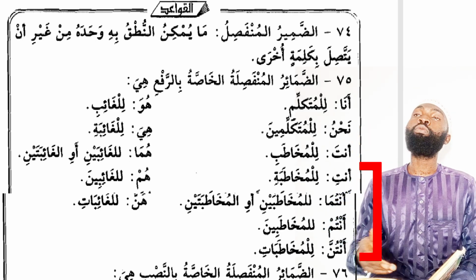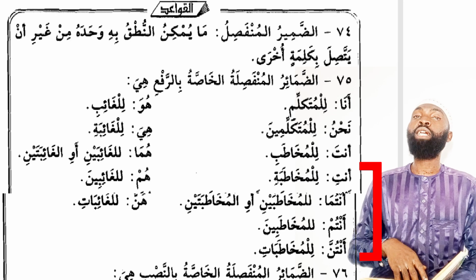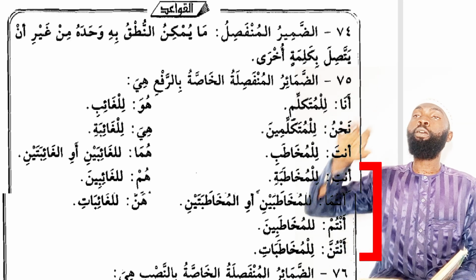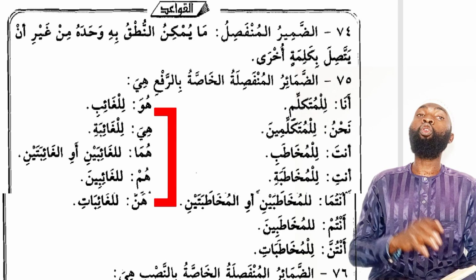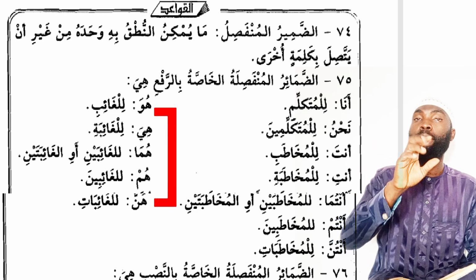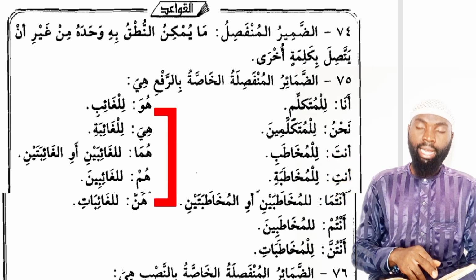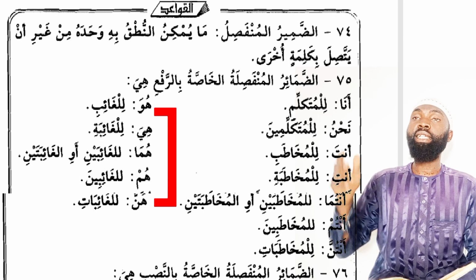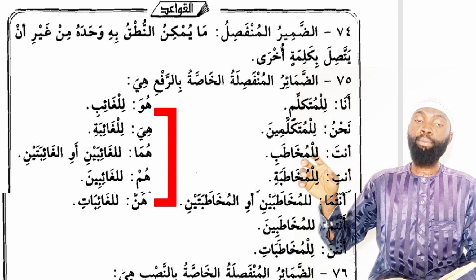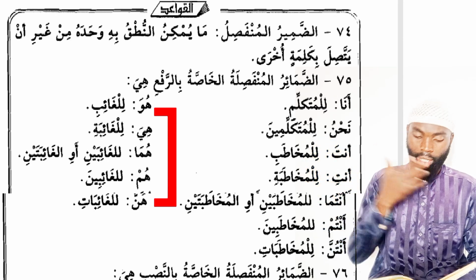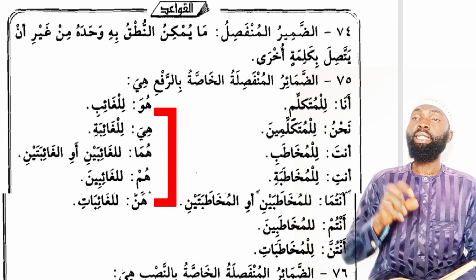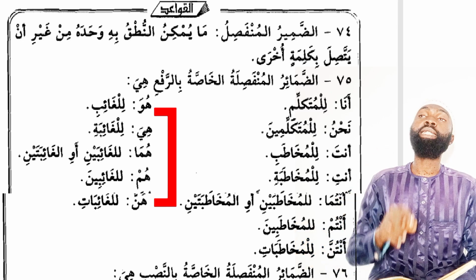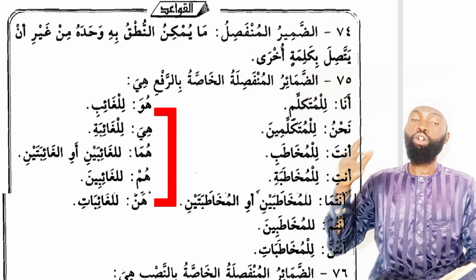Then the word antum lil mukhatabina, the word antum is used for the second persons if they are more than two. Now we also have huwa, which means he, lil ghaib, for the third person singular. Here hiya lil ghaibati, for the third person female singular. Then huma lil ghaibaini wa lil ghaibataini. The word huma is used for the third person, two females or two males.